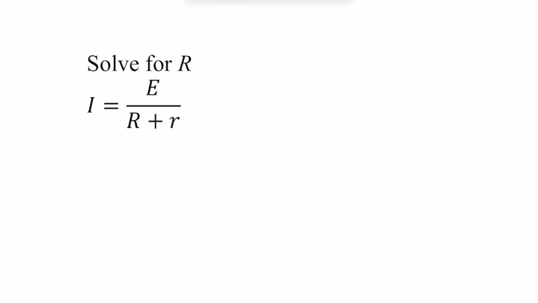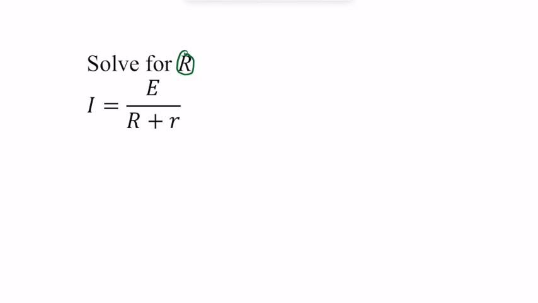Sometimes we have an equation with multiple variables and we would like to isolate, or get, one particular variable by itself. In the case of our first equation, we have capital I equals capital E over capital R plus lowercase r. And the directions ask us to solve for R, or get that capital R by itself.